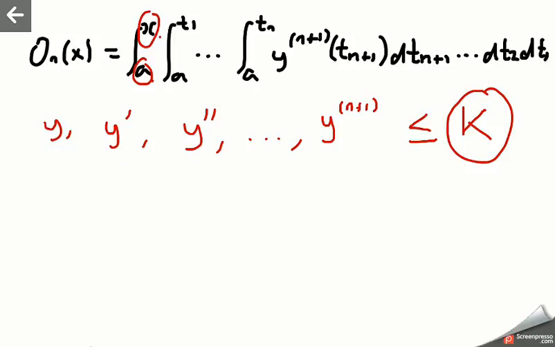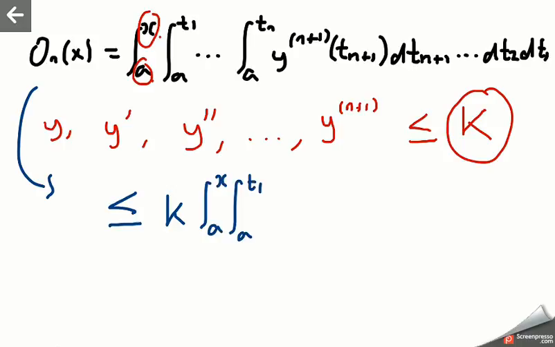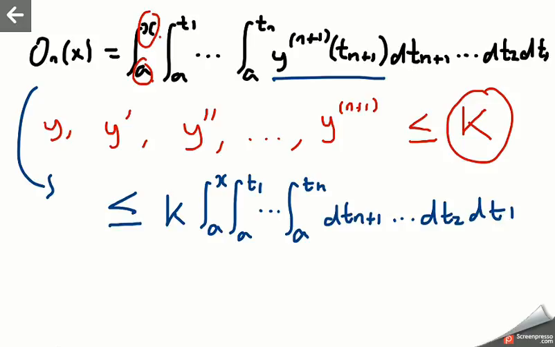Okay, so what now? Well, we can do the same trick that we just did with the function graph and pull k all the way out. So we can say that O_n of x is actually less than or equal to k times the integral from a to x, the integral from a to t1, all the way to the integral from a to tn. And now we've yanked the k out because k is bigger than all of these functions. Okay, and now it's just d t_{n+1} all the way down to dt2 dt1.